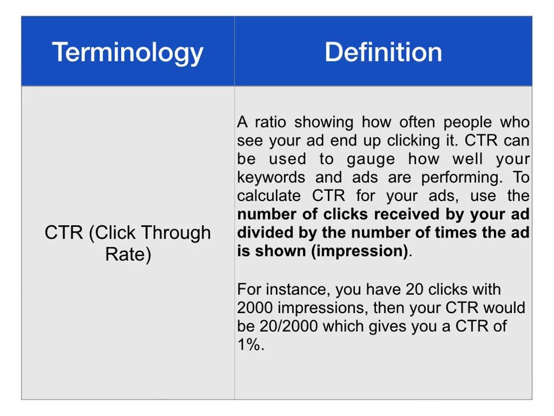And next is the CTR, which is the click-through rate. This is the ratio showing how often people who see your ad end up clicking on it. Now, CTR can be used to gauge how well your keywords and ads are performing. To calculate CTR for your ads, use the number of clicks received by your ads divided by the number of times the ad is shown, which is also known as impressions. For instance, if you have 20 clicks with 2,000 impressions, then your CTR would be 20 clicks divided by 2,000, which gives you a click-through rate of 1%.